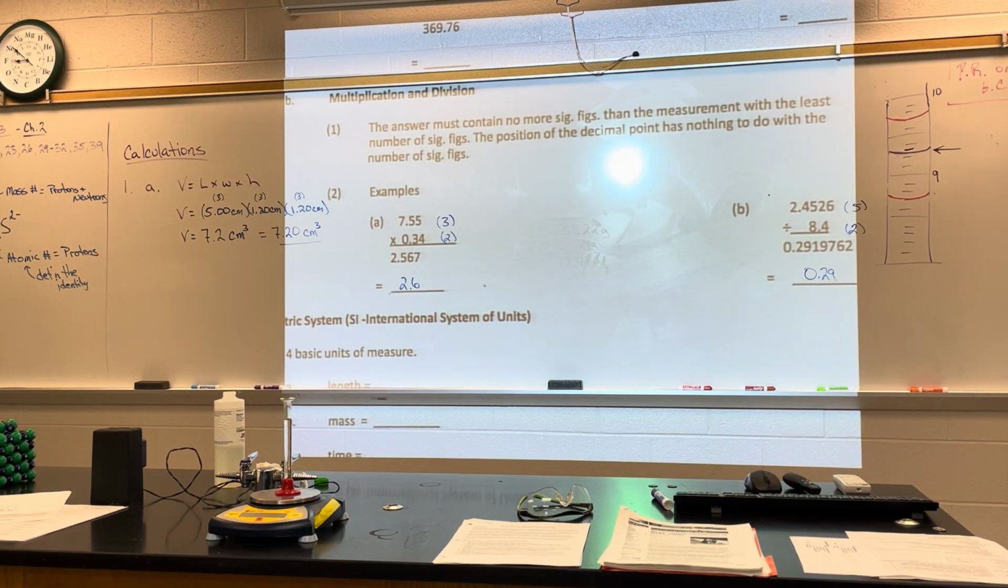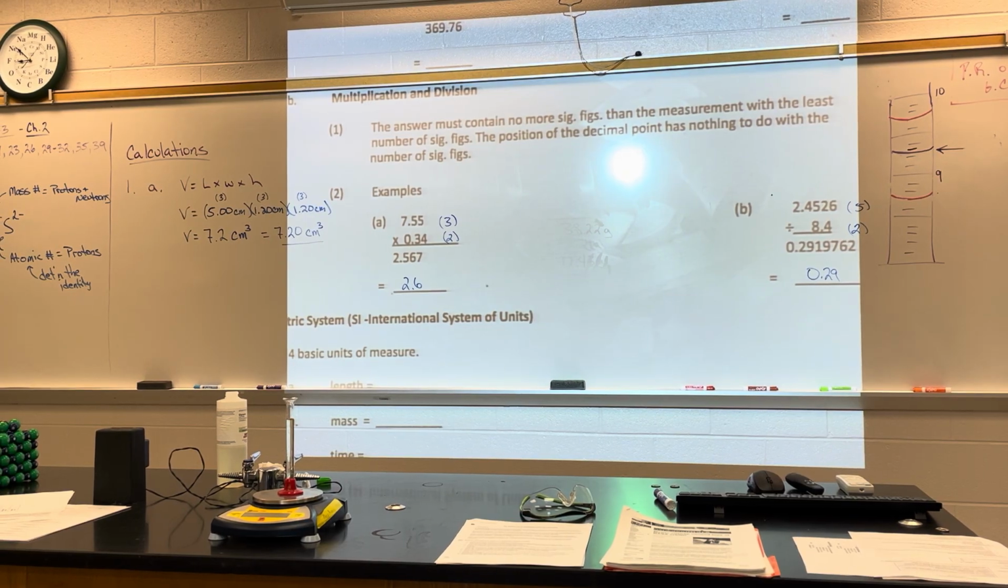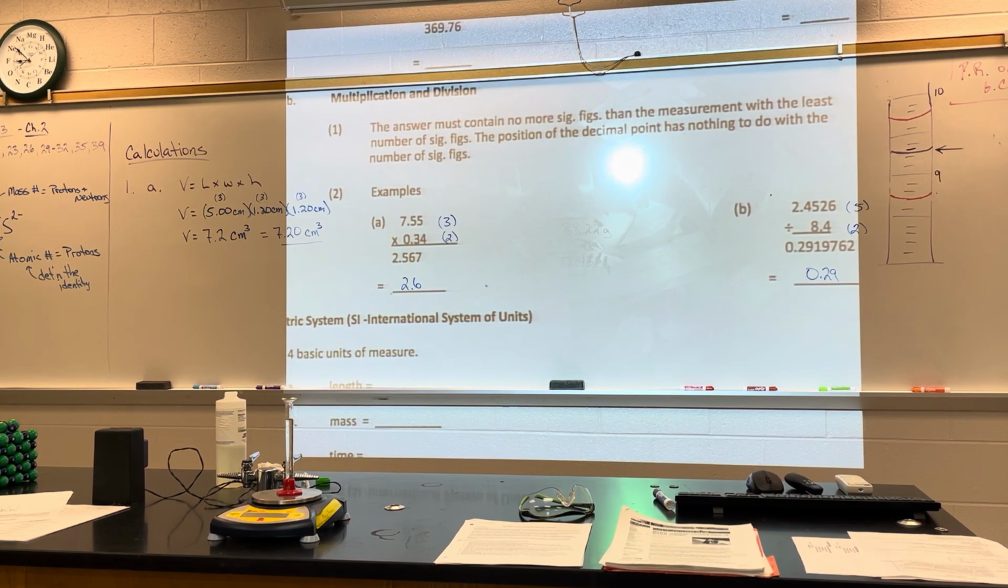We're allowed 3 sig figs. So these rules tell me how many digits I'm allowed to report my answer to without exceeding the limits of my measuring device. Because my ruler allowed me 3 sig figs, I can have 3 sig figs in my answer. Even though the calculator rounded it off just to 7.2, it's really 7.20.